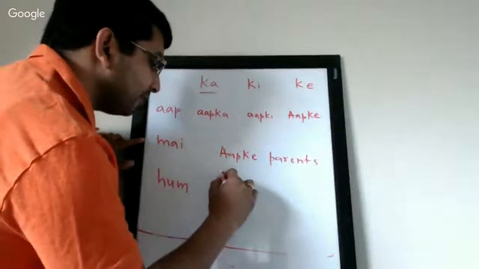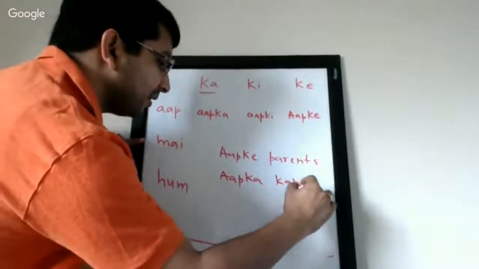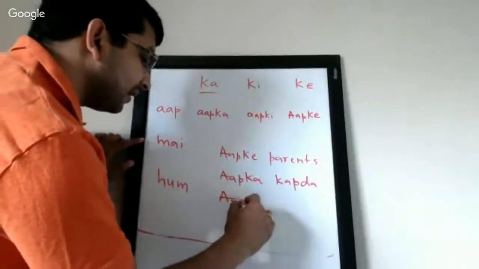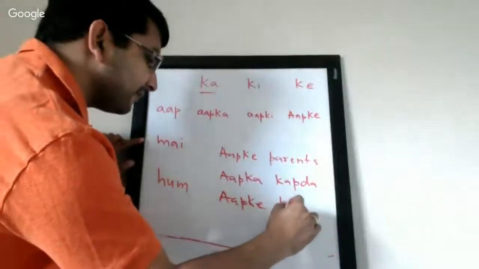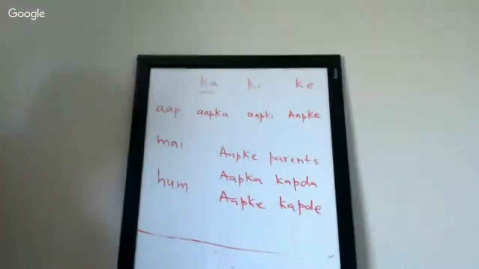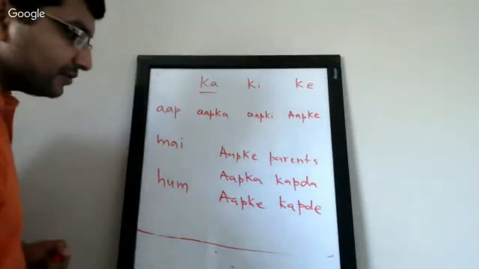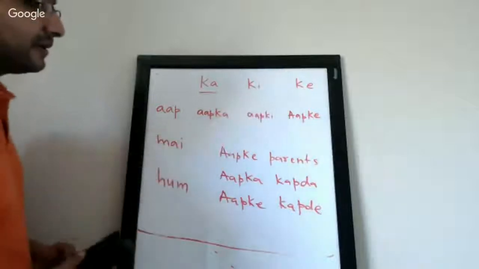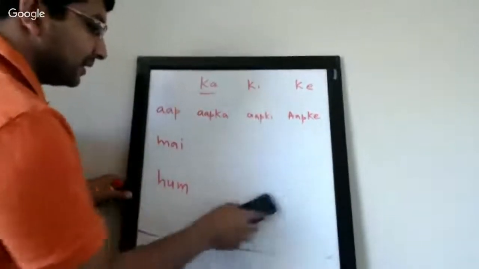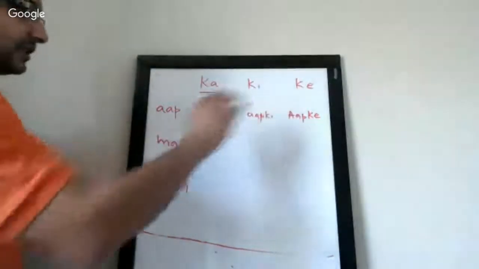If you're talking about one cloth, it's aapka kapda. Kapda is cloth, and if you're talking about many, it's aapke kapde. Aapke pitaji, as you mentioned, because you are giving respect. That's why you can use aapke pitaji. Okay. So this is clear, right?